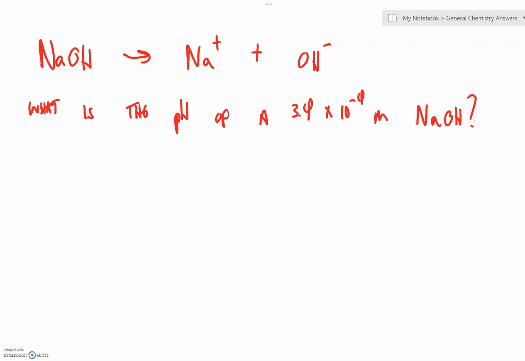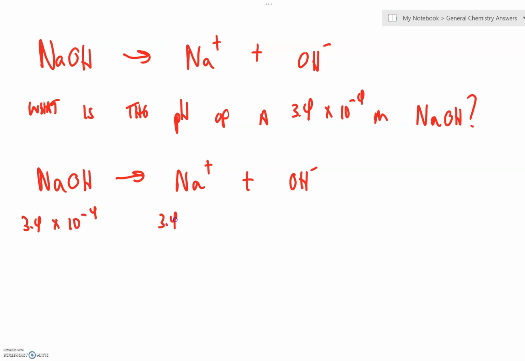We know that sodium hydroxide looks like this, and this is what it does when it dissociates. I know I wrote it up there, but I don't mind being redundant. Here is 3.4 times 10 to the minus 4 molar sodium hydroxide, and we know it's going to dissociate into both of these, and we're only worried about the hydroxide. 3.4 times 10 to the negative 4.